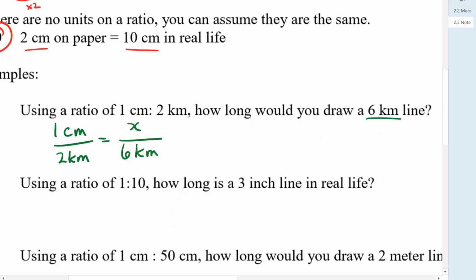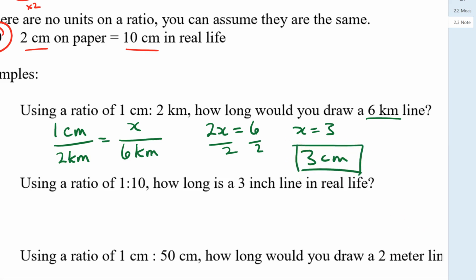And now I can do my cross multiplying. I can say that 2x is equal to 6. So if I divide both sides by 2, then x is going to be equal to 3. And then my answer would be 3 centimeters. How did I know it's centimeters? Well, it's going to be the same unit as the one in the numerator.